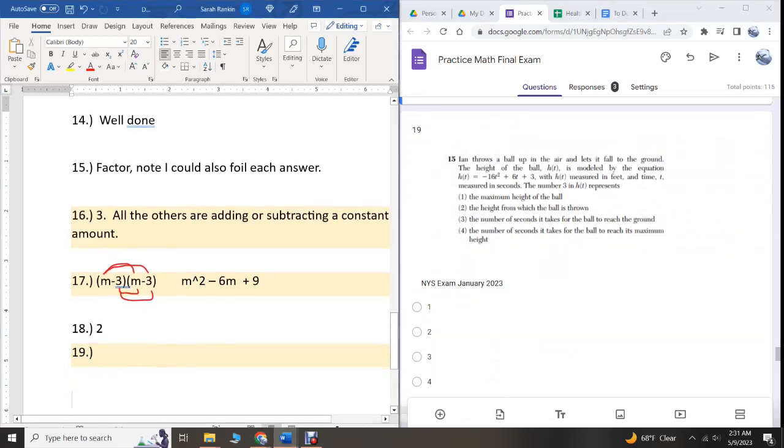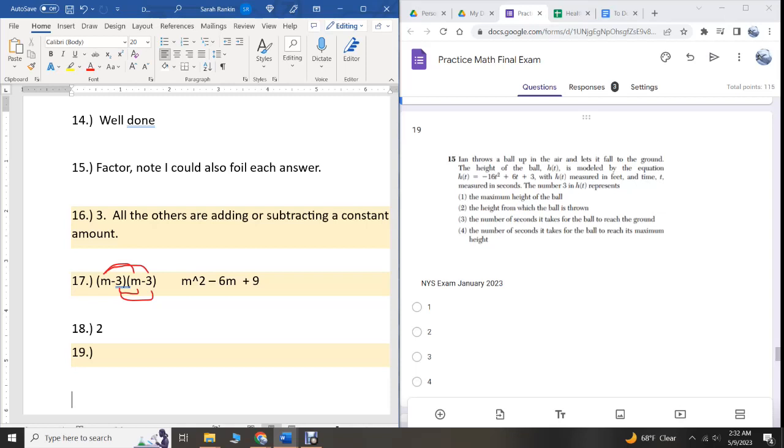19. Had a little trouble with this one, as I remember. Let's see, 19. Ian throws the ball up in the air. Okay, so if you look at this, when t is equal to 0, like before we start, this first term would be 0 plus 6 times 0 is 0, so plus 0. So we would just have the 3. So when they start, that's the height at which the ball is thrown, right? Because when t is 0, how high is the ball? It's 3 feet high.